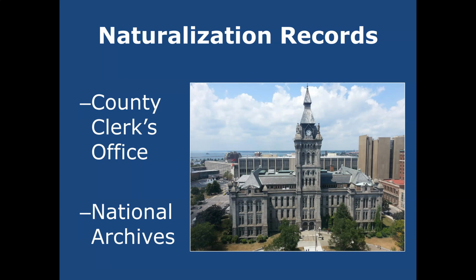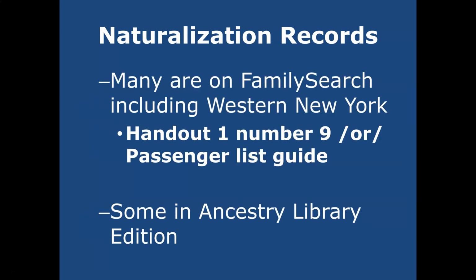And it's really easy to do on the National Archives website, and they're usually pretty quick. Usually you get your response in a week or so. There are many naturalization records available on FamilySearch.org, which is a free website. And your handout that is marked number 1, item number 9, lists more information about using FamilySearch to get naturalization records. There are some naturalization records on Ancestry Library Edition too, usually for bigger cities like New York City, but there aren't any for Western New York as of yet.